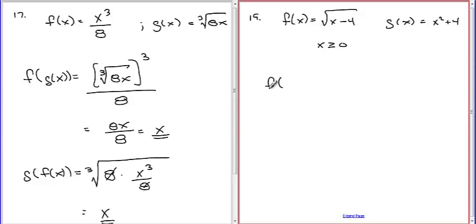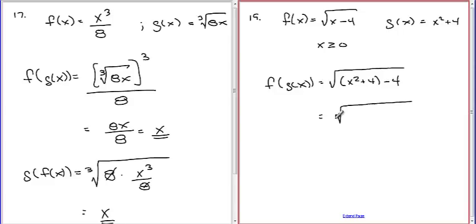So again, we do our composite function. We have the square root of, instead of x, we put in g of x, x squared plus 4, minus 4. Notice the 4's cancel out. 4 minus 4 is 0, so you get the square root of x squared. Square root of x squared is x.